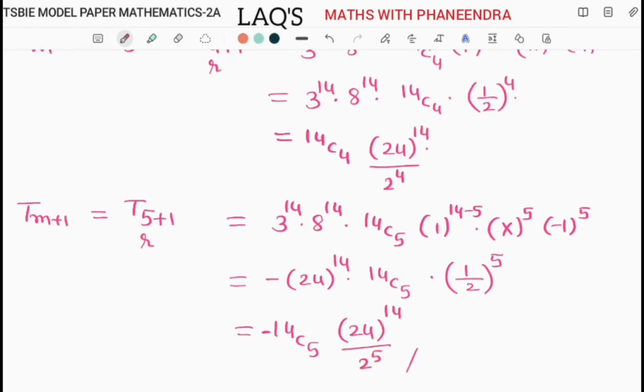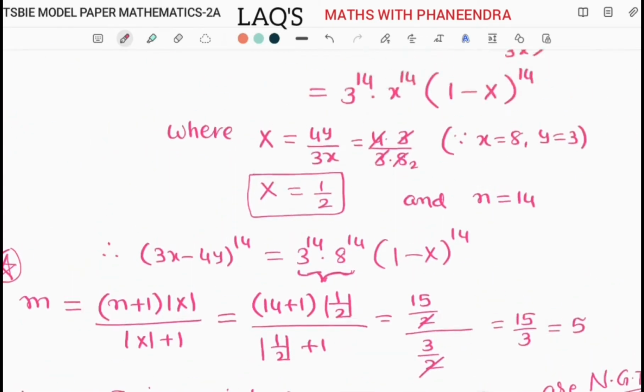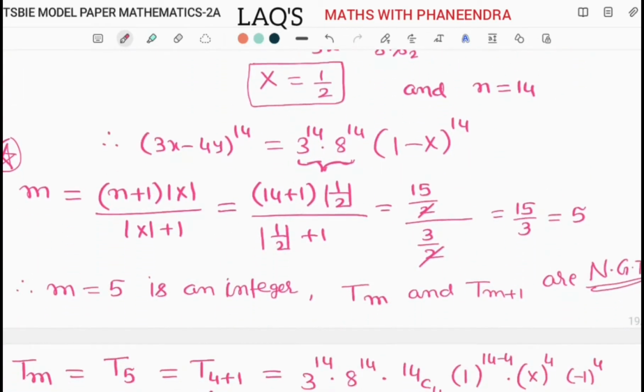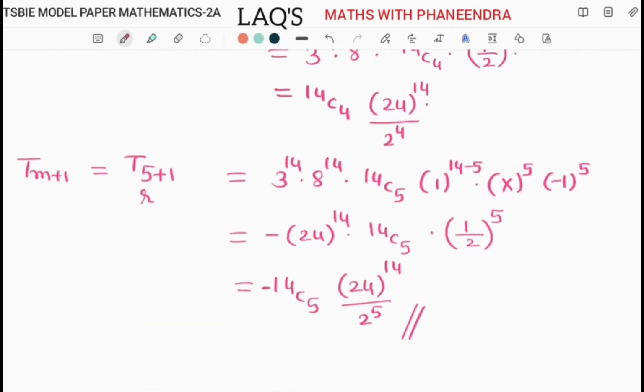So which two are numerically greatest terms? I hope you understand, dear students. This is the way we can do that. If it is an integer, Tm and Tm plus 1 are numerically greatest terms. If it is not an integer, only Tm plus 1 is the numerically greatest term. We will move on to the next question, dear students.